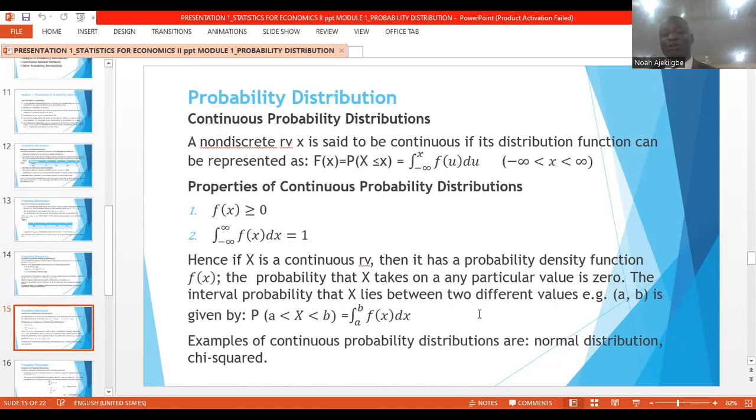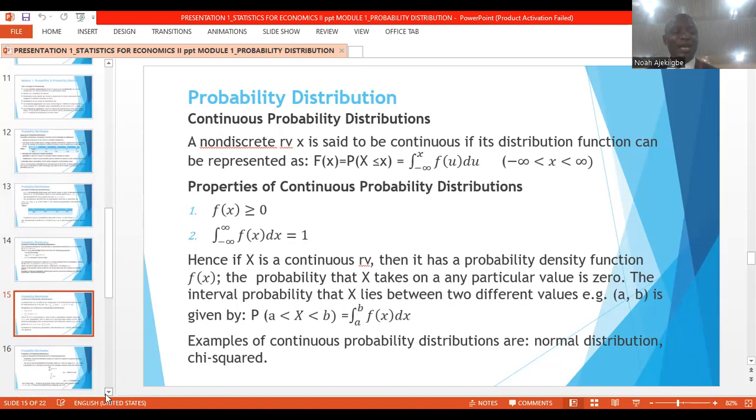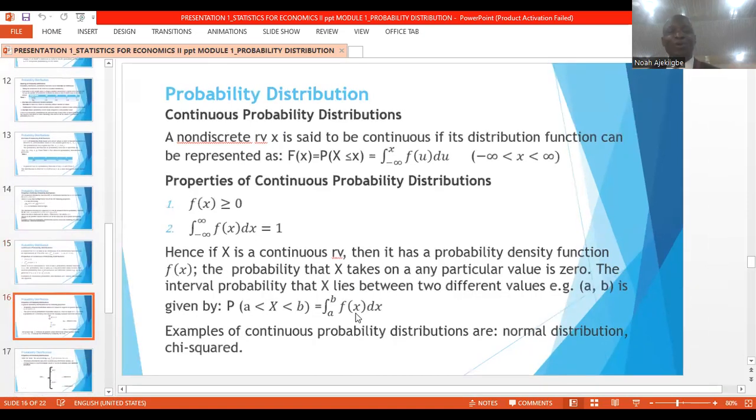Now, examples of continuous probability distributions are the normal distribution, like I said, a bell-shaped distribution, and of course the chi-square distribution. Unlike discrete random variables, if you have a normal distribution, you'll be able to capture what the value of the probability is for a continuous random variable.